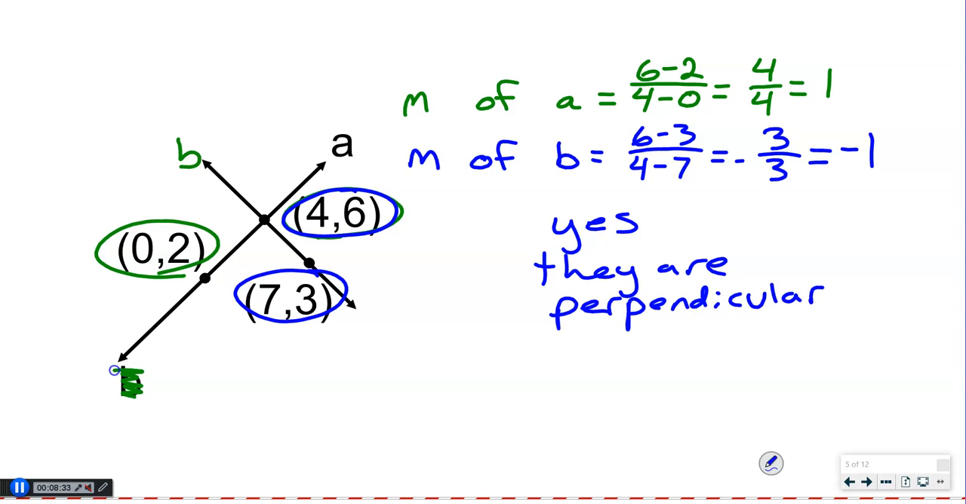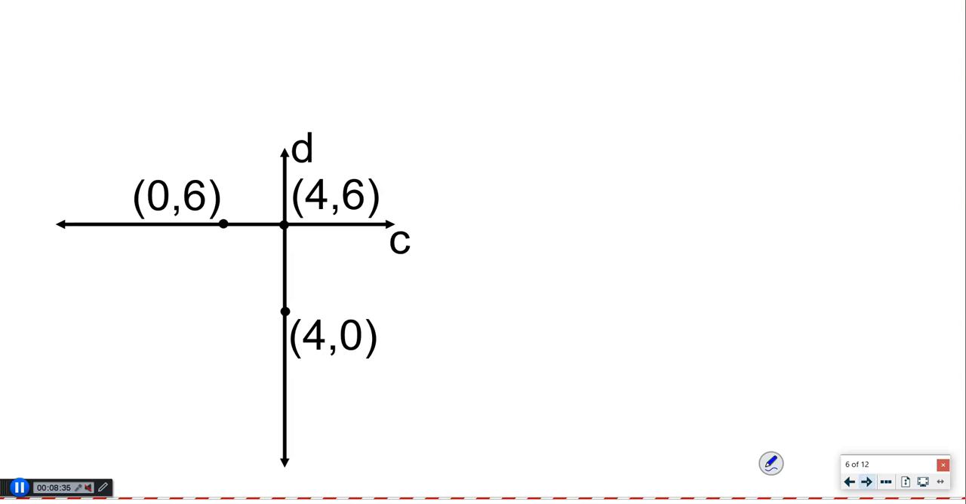Yes, they are perpendicular. All right, so on this one, let's find the slopes of C and D and tell whether the lines are perpendicular. So first, let's look at C. We want to find the slope of C.